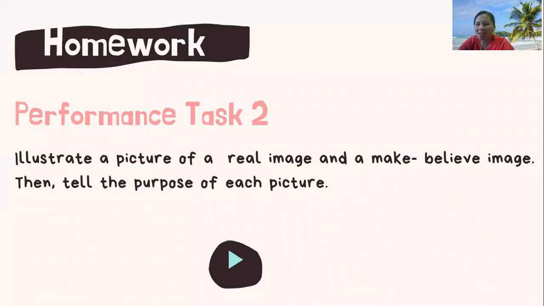Let's have the performance task number 2. Last week, we did performance task number 1. Right now, you're going to write this in your notebook, and this is performance task number 2 for week 2. You're going to illustrate a picture of a real image and a make-believe image, then tell the purpose of each picture. So you are going to draw only one picture for a real image and one picture for a make-believe image, and then tell the purpose of each image.